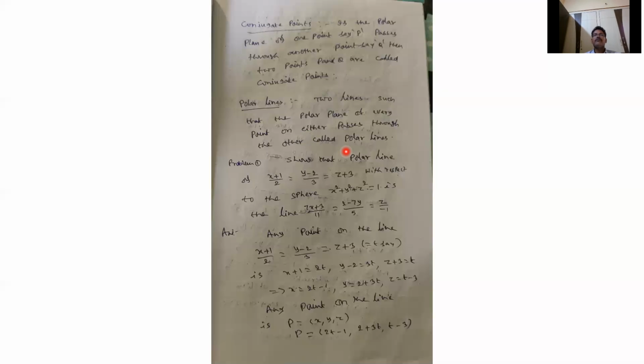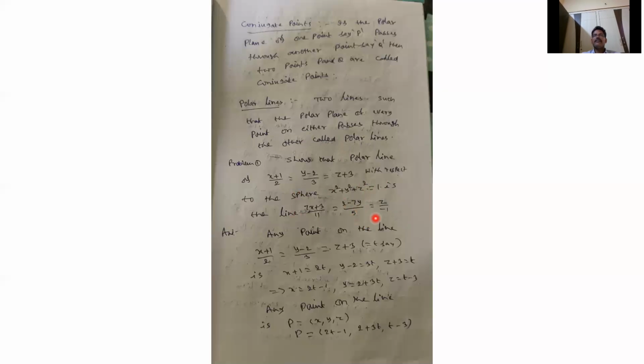So we see one problem on polar lines. Show that the polar line of (x+1)/2 = (y-2)/3 = z+3 with respect to the sphere x² + y² + z² = 1 is the line (7x+3)/11 = (2-7y)/5 = z/(-1).